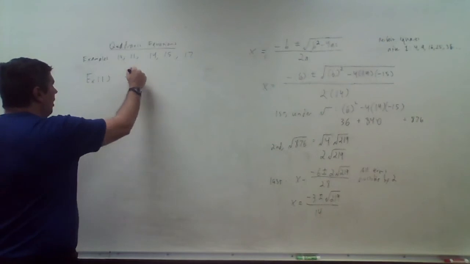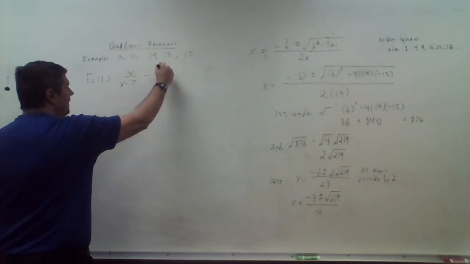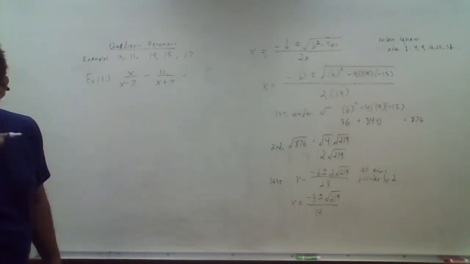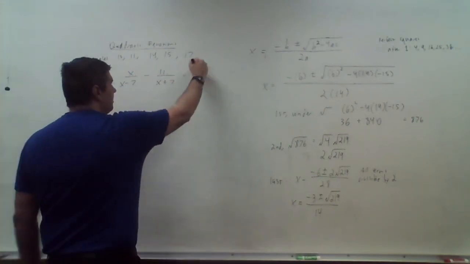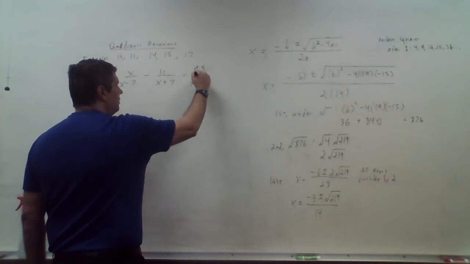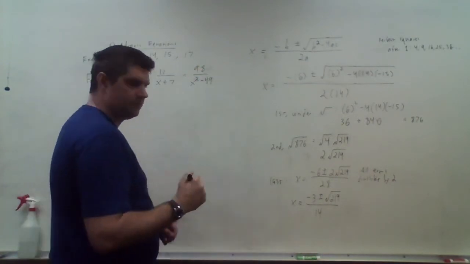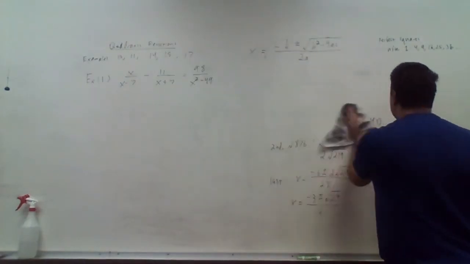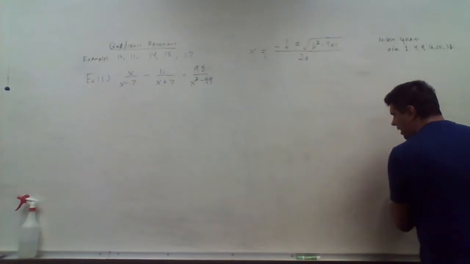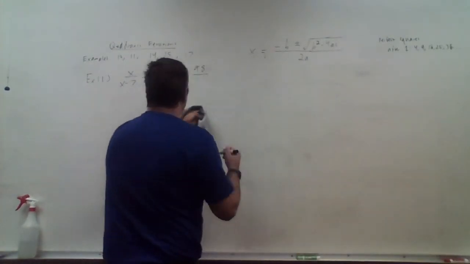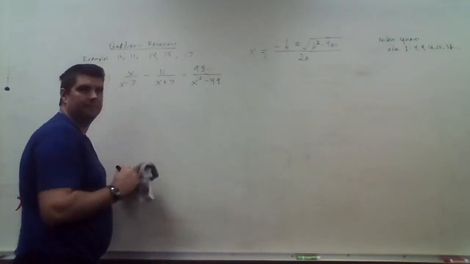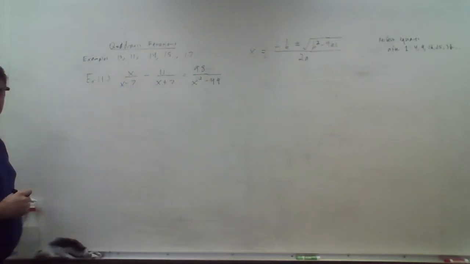Is x over x minus 7 minus 11 over x plus 7 equals 98 over x squared minus 49. Keep erasing. I'm going to clean this up to be neater. Okay, so here's example 11.